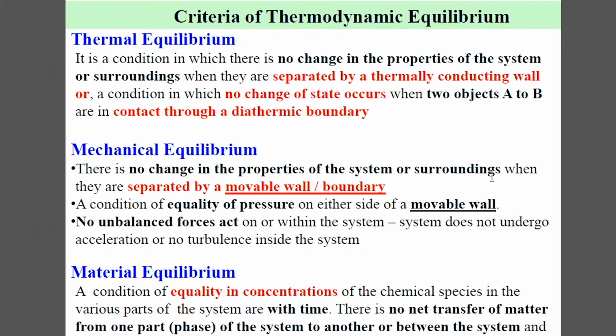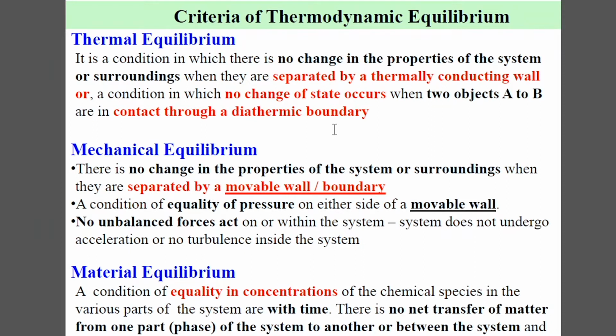This is the gist of what we just now discussed. Thermal equilibrium is a condition in which there is no change in the properties of the system and the surrounding when they are separated by a thermally conducting wall or a diathermic wall, a condition in which no change of state occurs when two adjacent objects or systems A and B are in contact through a diathermic boundary. So there is no change in state occurring; they come to an equilibrium state. No further change is going to occur.